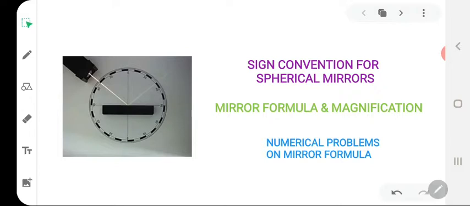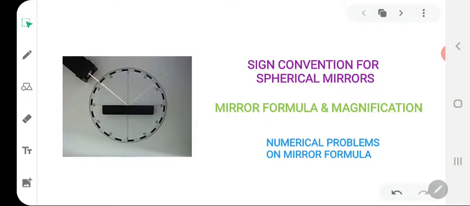We have seen that a concave mirror can produce both real and virtual images, and the size of the image may be different depending upon the distance at which the object has been kept. But a convex mirror always forms a virtual, erect, and diminished image irrespective of where the object has been kept.